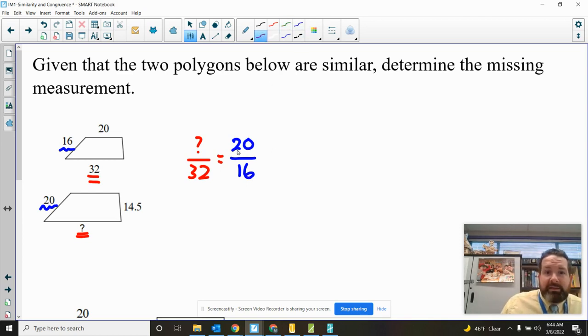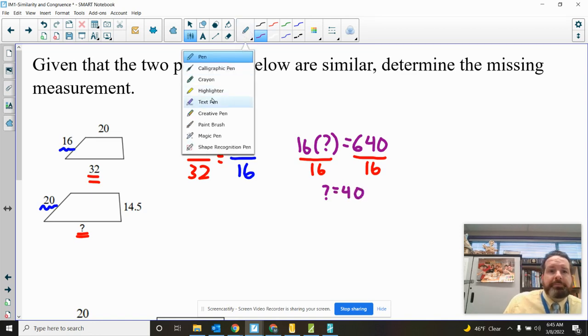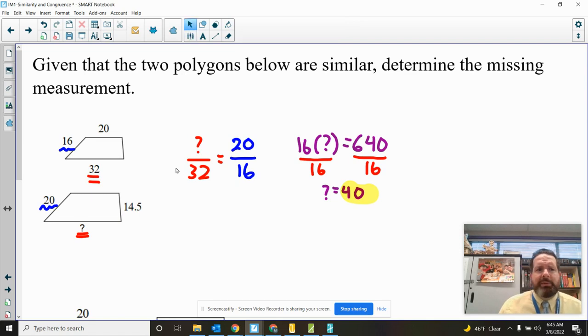So let's take 16 times question mark. And if you want to call that x, you can call that x, whatever makes you happiest. And then on the other side of the equal sign, multiply on this diagonal, 32 times 20, it's going to be 640. So to solve for the question mark then, divide by the 16. So 640 divided by 16 gives us that missing length, the one that we don't know, has to be 40. Now do a quick check, see if that seems reasonable. I notice that as I'm going from the top figure to the lower figure, the numbers get bigger. So from 32 to question mark, I should get to a bigger number. 40 seems like a reasonable answer.